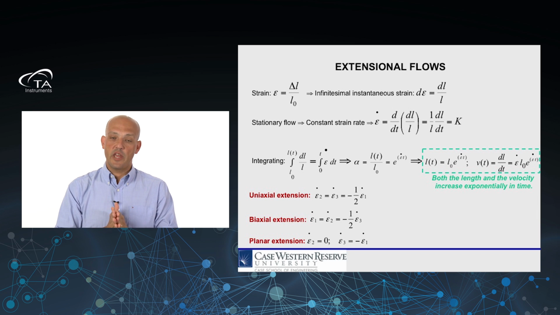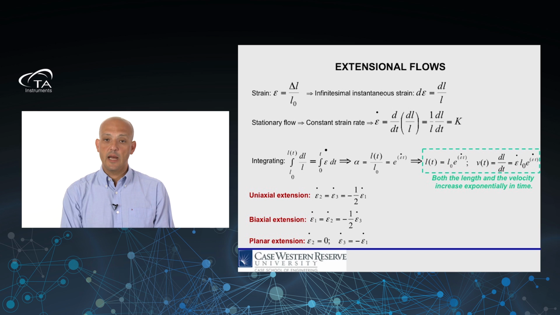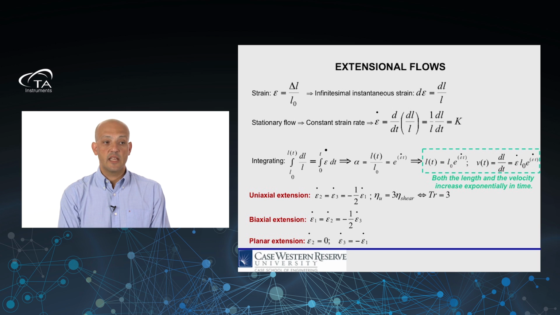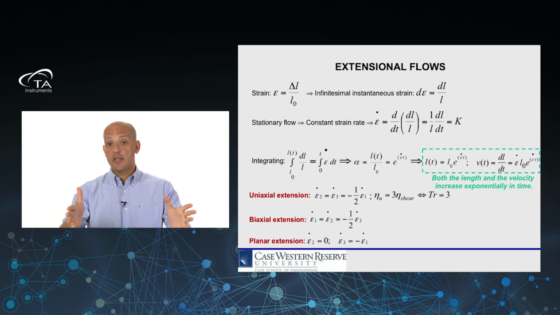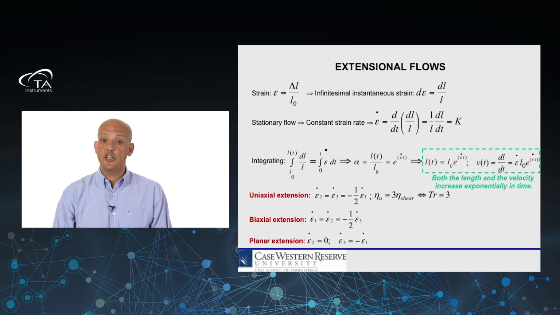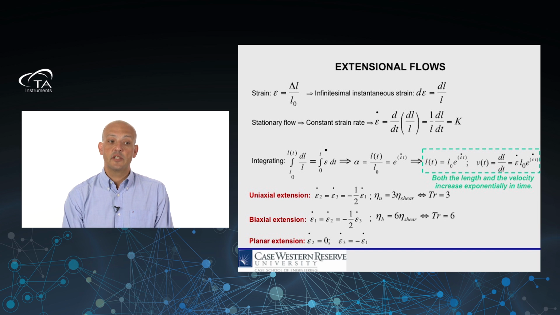And one would think, okay, so now how much is the extensional viscosity? And it's very easy to prove using continuum mechanics that in fact the extensional viscosity in uniaxial extension for a Newtonian fluid is 3 times the shear viscosity. So we can define something called the Trouton ratio, which is the ratio of the two viscosities, and that Trouton ratio is 3. For a biaxial extension, the Trouton ratio is 6. And for a planar extension, it is 4.